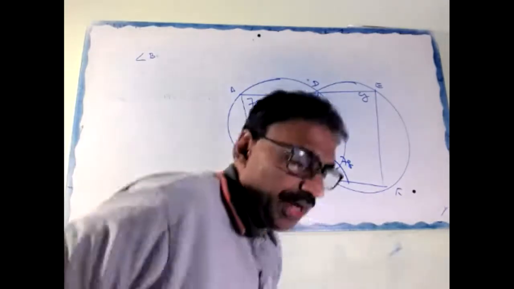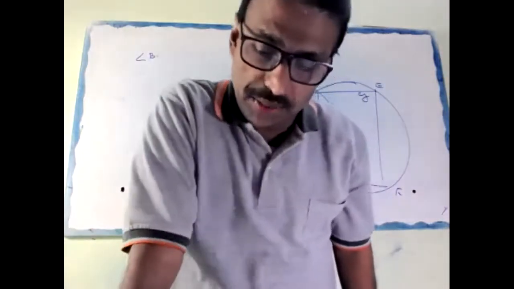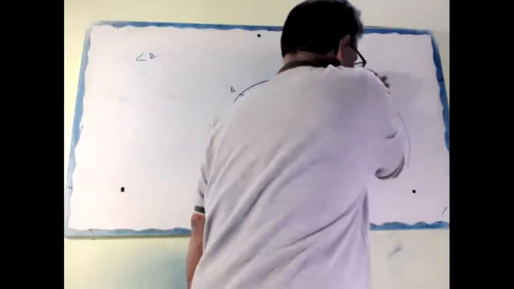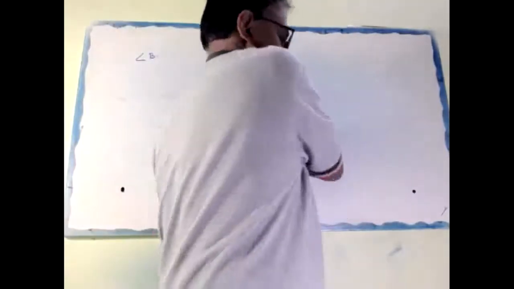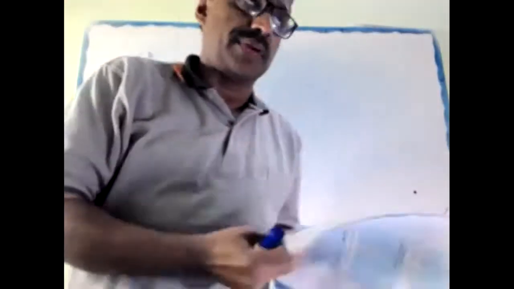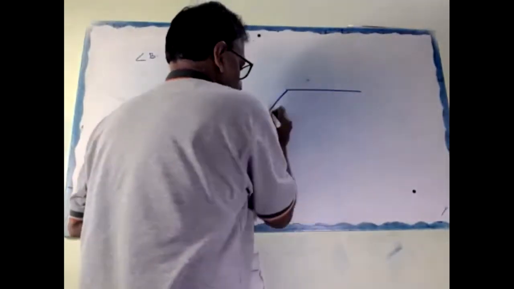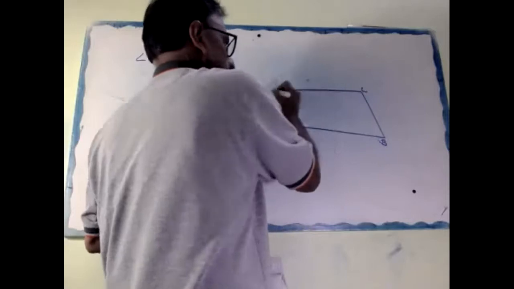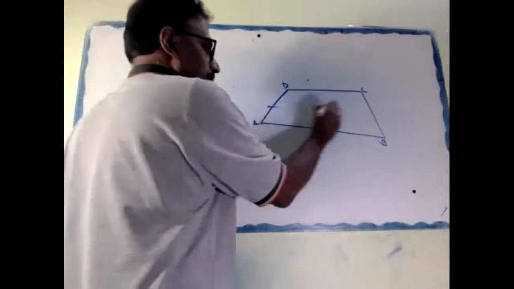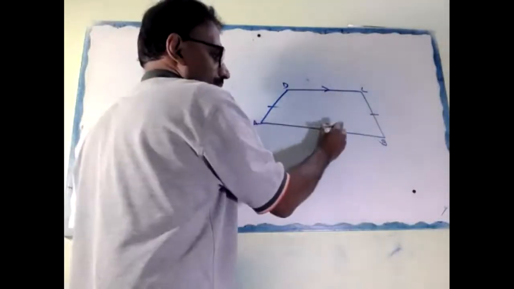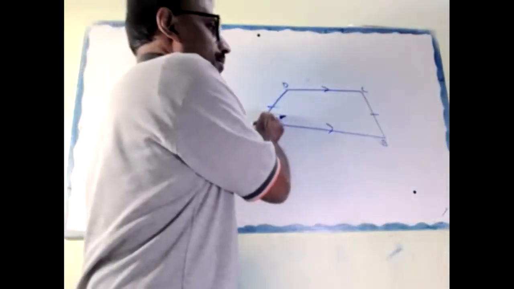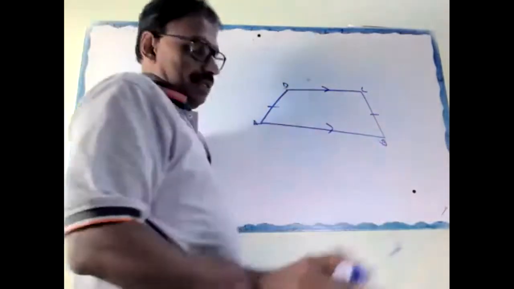Now, first question, look at here. If the non-parallel sides of a trapezium are equal, then prove that it is cyclic. I'll show two methods here. That's why I'm being early. The non-parallel sides of the trapezium are equal. This is the figure, ABCD. Here given is AD equal to BC. This line is parallel here. What do you show? ABCD is a cyclic quadrilateral. That means angle A plus angle C is 180, or B plus D is 180.